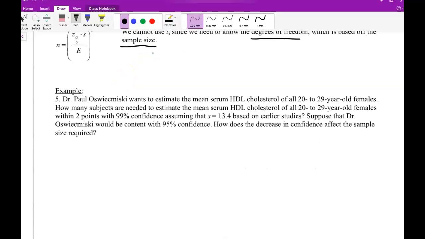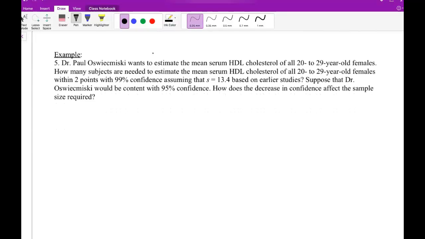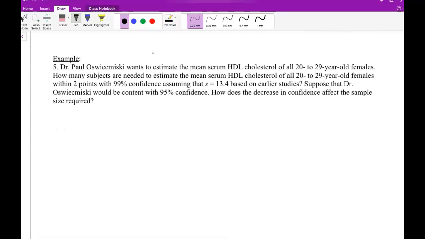Okay, example number 5. The doctor wants to estimate the mean for all 20 to 29-year-old females. How many subjects are needed to estimate the mean for all 20 to 29-year-old females within 2 points, with 99% confidence, and the sample standard deviation is 13.4.